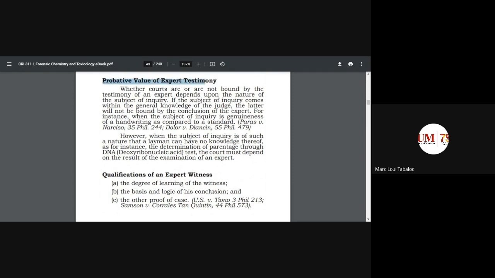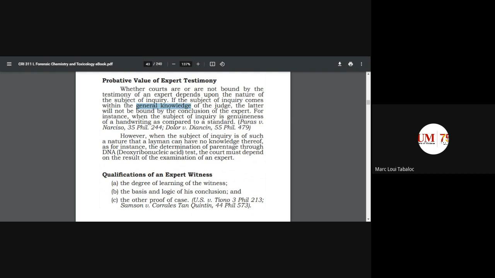Let's proceed to the probative value of an expert testimony. Yan. According sa Supreme Court Reports Annotated, kay Paras versus Narciso at kay Dolor versus Jansin, whether courts are or are not bound by the testimony of an expert depends upon the nature of the subject or inquiry. Ibig sabihin, kung ang subject ng inquiry is of general knowledge ng mga tao, of course, including the judge, then of course, hindi na kinakailangan ng conclusions ng expert dahil of public general knowledge na. Ibig sabihin, ang tawag dyan is judicial knowledge. Yan, ibig sabihin, lahat ng tao, alam yan.